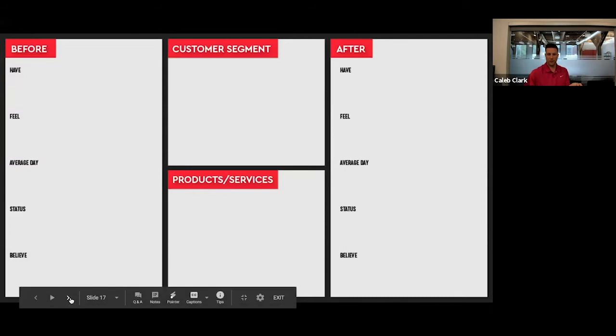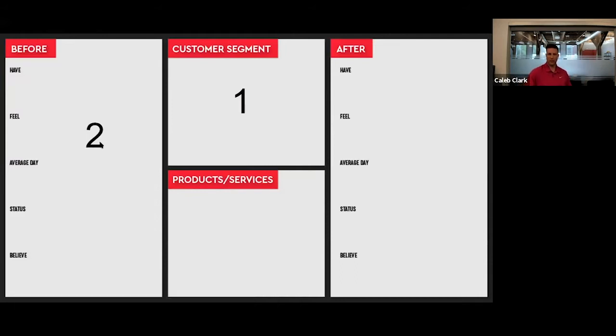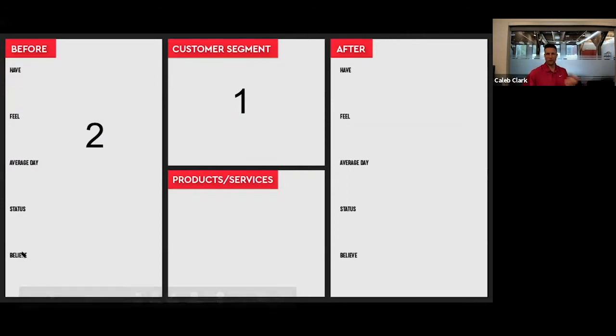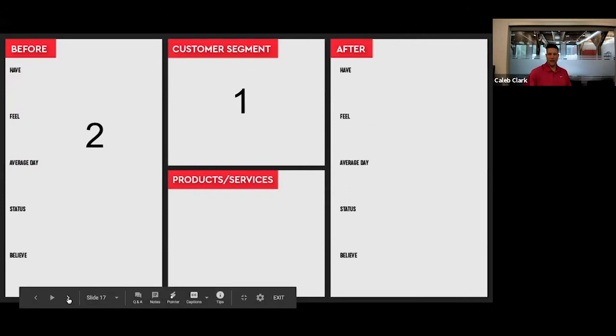Okay, so the first step is to define who they are, right? And just give them a name, right? Second is to map out for this customer segment, what is their non-ideal before state? What do they have? What do they feel? What does their average day look like? What is their status in relation to others? And what do they believe from a macro view of the world, like good versus evil, right?